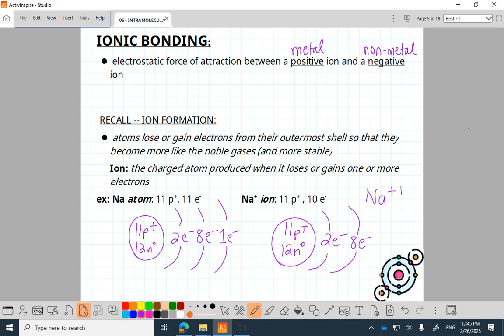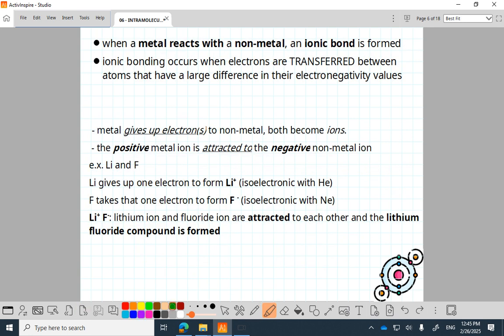Okay? The thing with ionic that is importantly different from covalent is the transferring of electrons. The metal loses or gives the electrons up, and the non-metal does not give them back. So when we draw Lewis structures, that's going to influence how we draw the structure compared to covalent. We're going to calculate the difference in their electronegativity values. It is large. So metals have a low electronegativity.